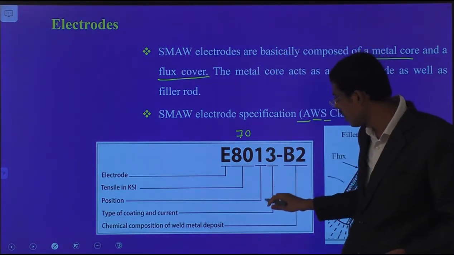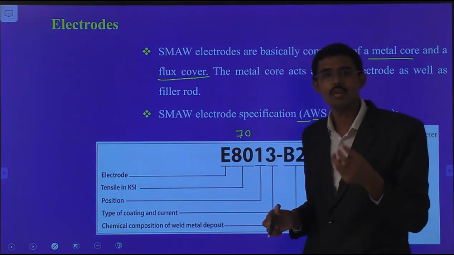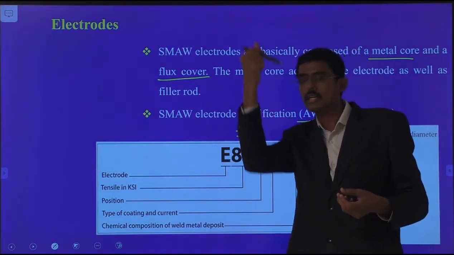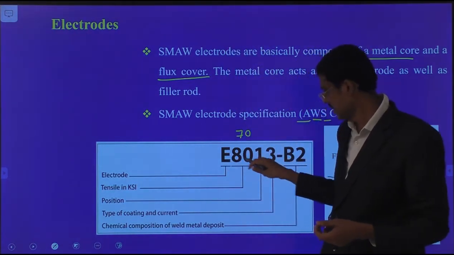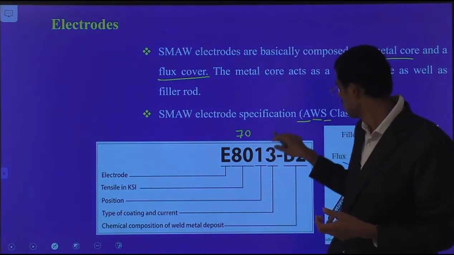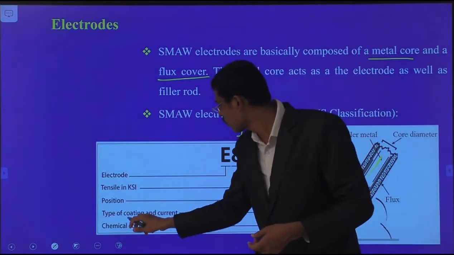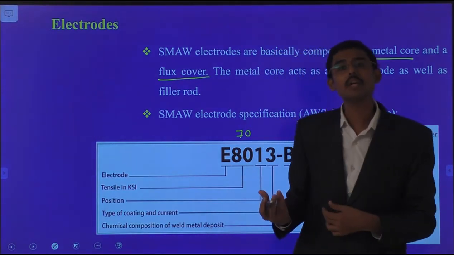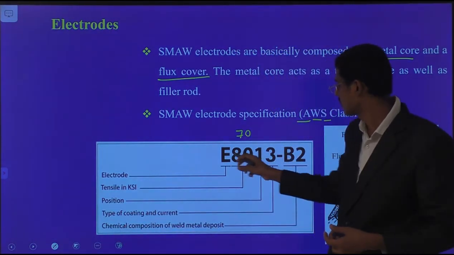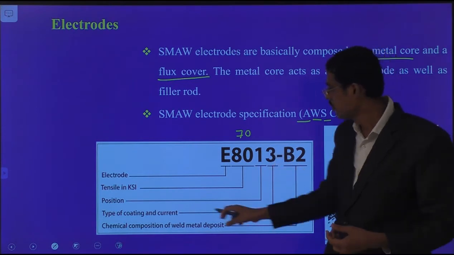And this number 1 belongs to the positions. What are these positions? This electrode has good solubility and good withstanding property, so we are able to go to the overhead position, and it will not melt and fall down. So 8013 belongs to positions, all positions, 1G or 2G, so that it determines. And then this 3 belongs to the type of coating available. What coating have we given? Such coatings we define in this number 3 as the fourth factor. E is the first factor, then KSI, positions, all positions, and 3 belongs to the coating.